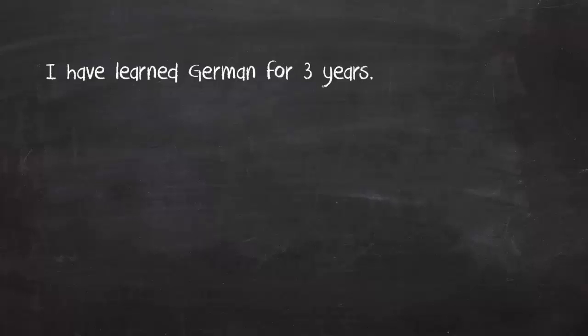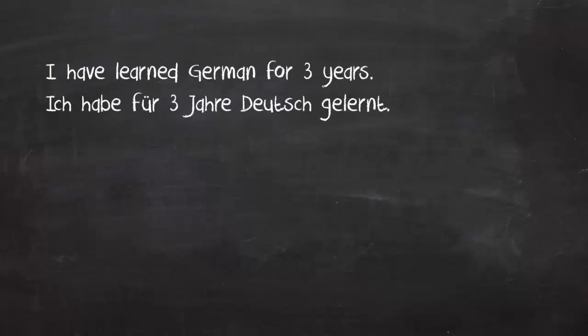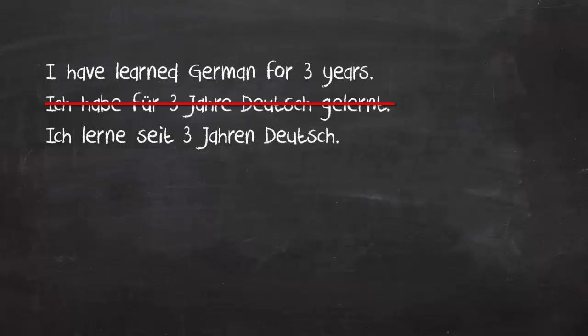I have learned German for 3 years. Many German learners say, ich habe für 3 Jahre Deutsch gelernt. It's pretty much a word-for-word translation, have learned, habe gelernt. However, this is wrong. Because you are still learning German, so you need to use the present tense. Ich lerne seit 3 Jahren Deutsch. And you see that we say seit 3 Jahren, since 3 years, and not für 3 Jahre, for 3 years, as you would say in English.